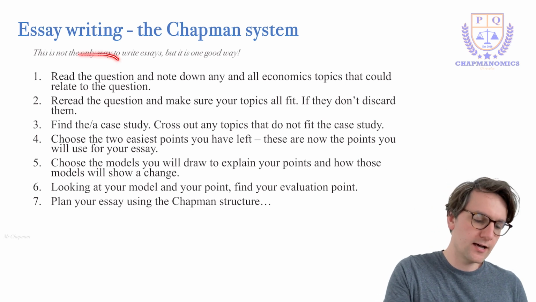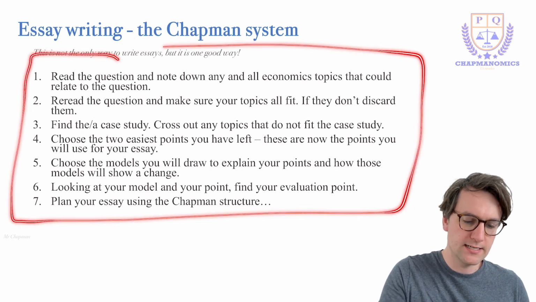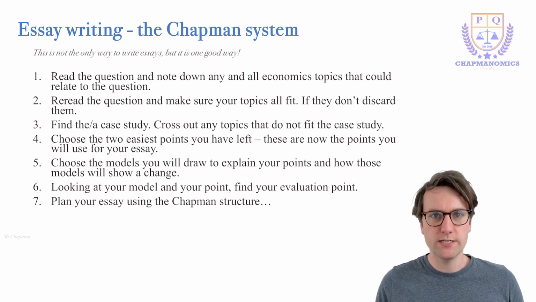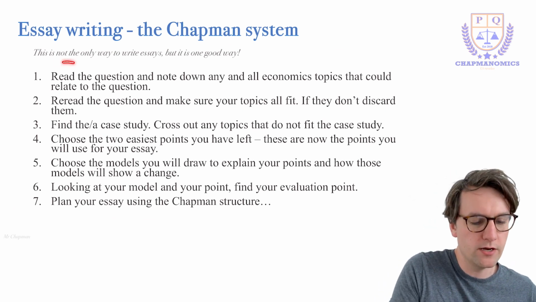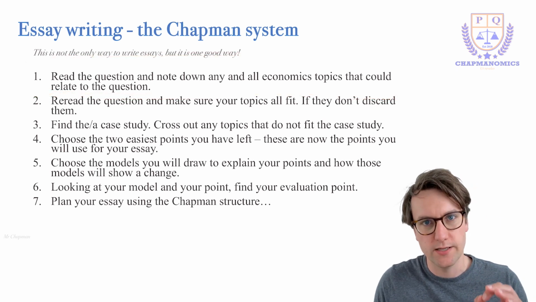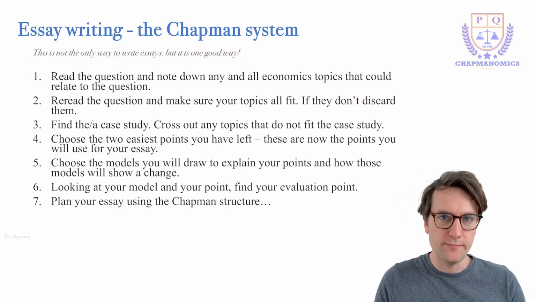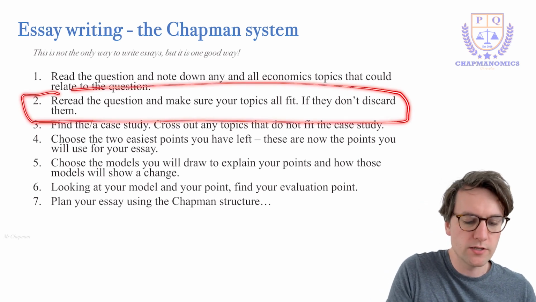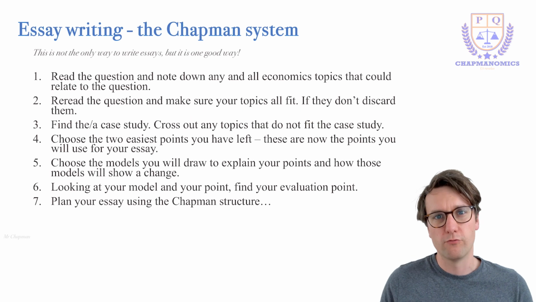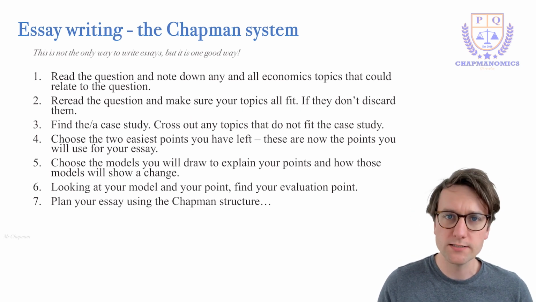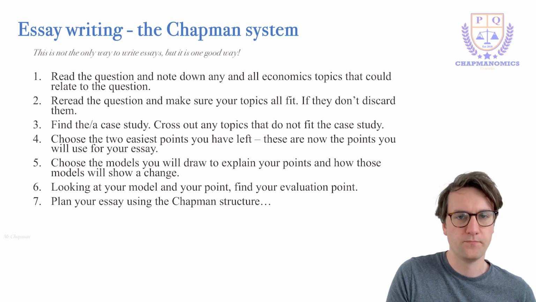Here then is our 7-part Chapman system for writing essays. The first thing we do whenever we get a question is we read the question and we note down any and all economics topics that could relate to that question. We do that on our paper. Then we reread the question and just make sure that the topics we've noted down are the right ones for the question that we're being asked. If any of them aren't, we're going to cross those ones out.